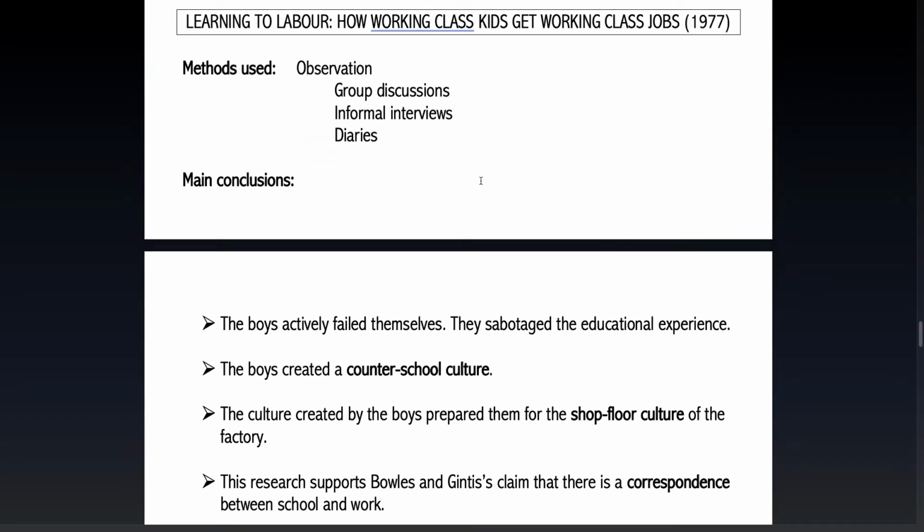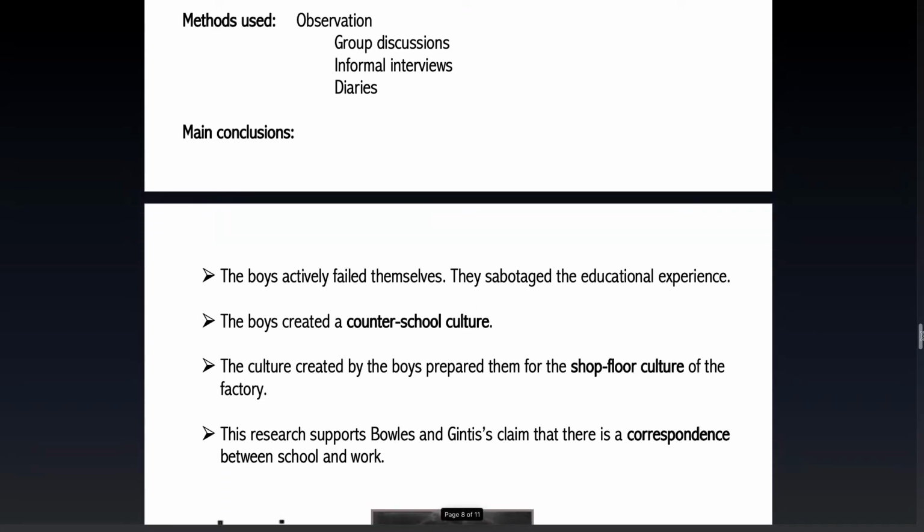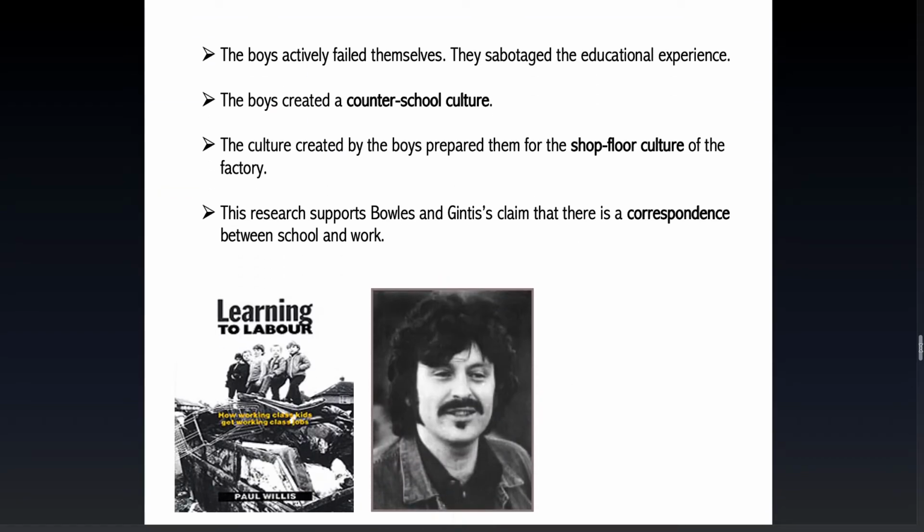So Willis observed a group of students in the 1970s in schools and looked at how certain working class students, in particular working class male students, acted in school and how they actually prepared themselves for work. The main conclusions of Willis's study were that boys actively failed themselves and sabotaged the educational experience themselves. He said the boys created a counter school culture. The culture created by the boys prepared them for the shop floor culture of the factory. And this research supports Bowles and Gintis's claim that there is a correspondence principle between work and school.